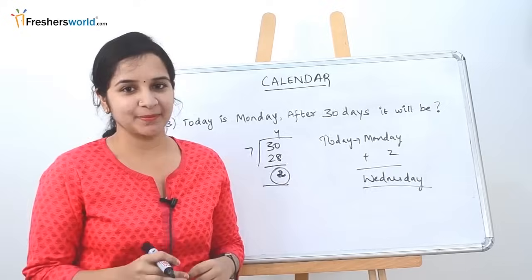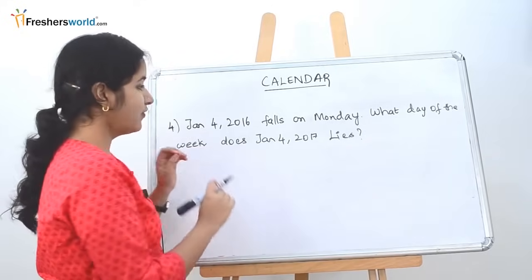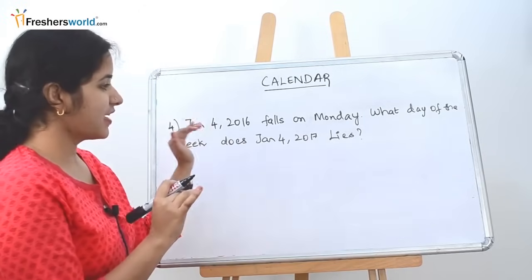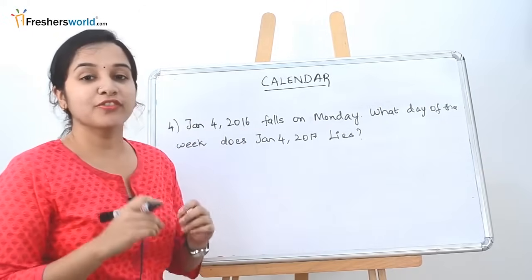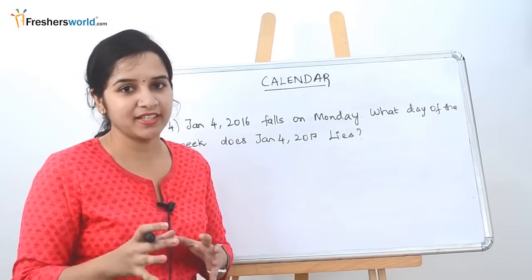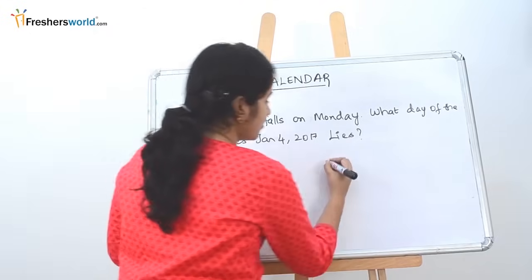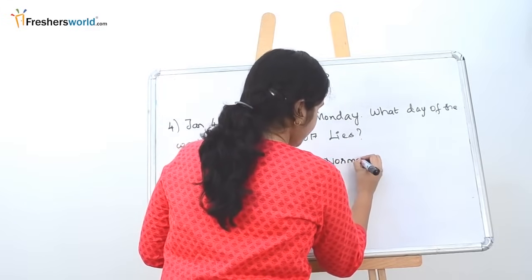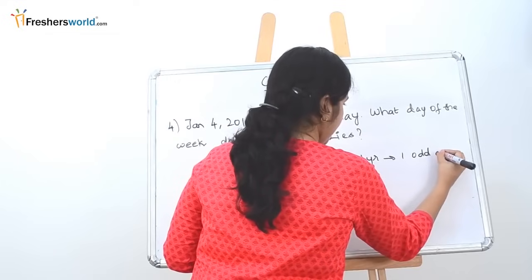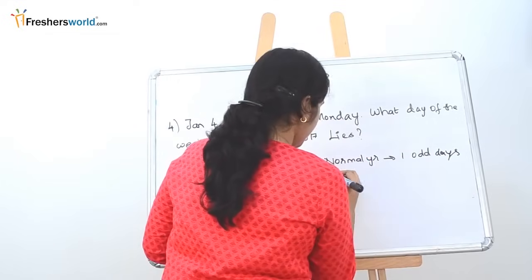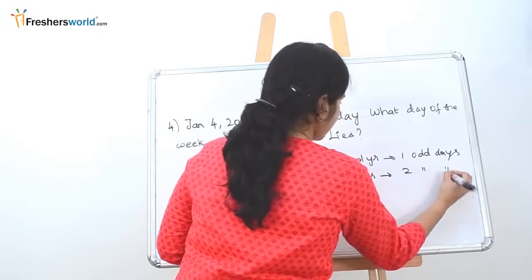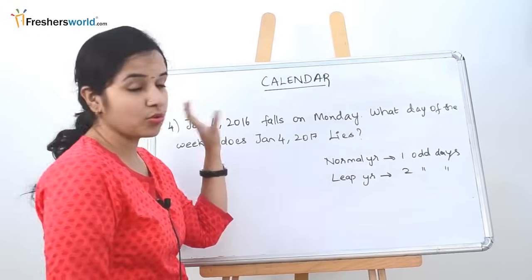Let's solve another sum. The next question is: Jan 4 2016 falls on a Monday. What day of the week does Jan 4 2017 fall on? If you have seen our calendar first part video, we discussed the odd days in a normal year and a leap year. In a normal year, we have one odd day. In a leap year, we have 2 odd days. This is the basis for solving this sum.